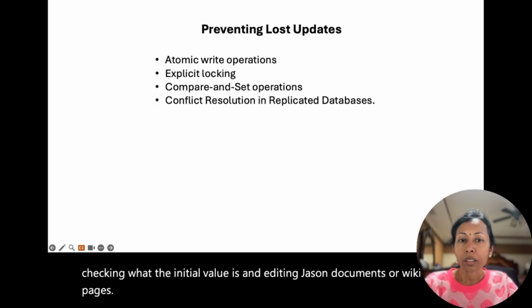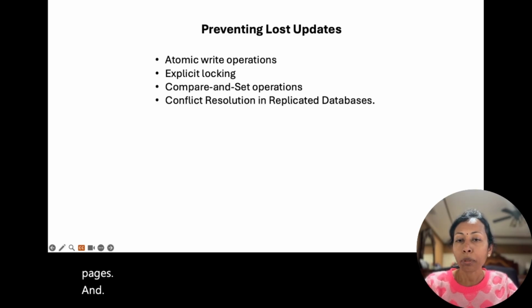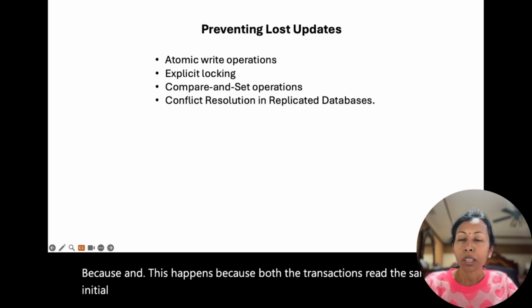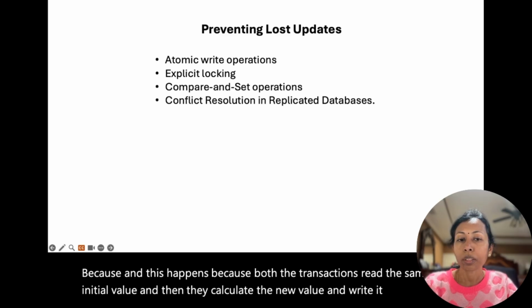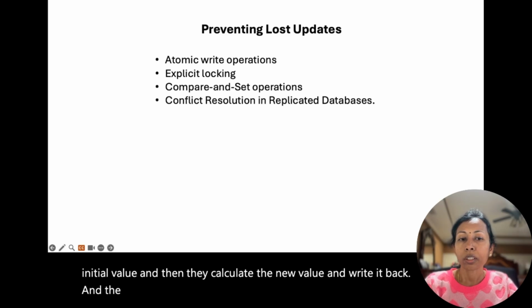This happens because both transactions read the same initial value, and then they calculate the new value and write it back. And the second write wins or overwrites the first update.